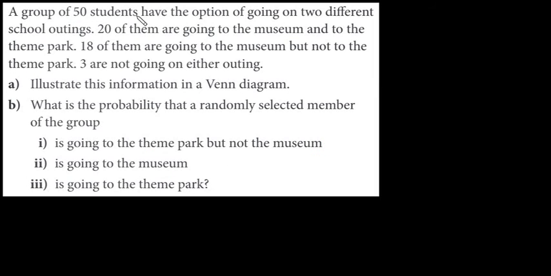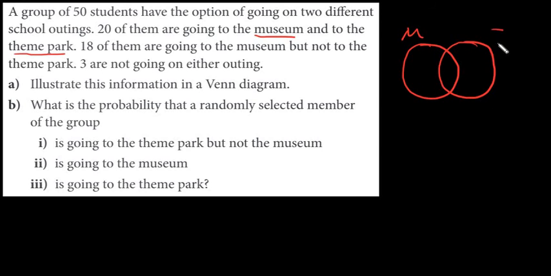A group of 50 students have the option of going on 2 different school outings. 20 of them are going to the museum and to the theme park. 18 of them are going to the museum but not to the theme park. So let's draw our circles. Let's say this is the circle for museum, which is M, and for theme park we are going to use the letter T, and let's put our box outside for the universal set.